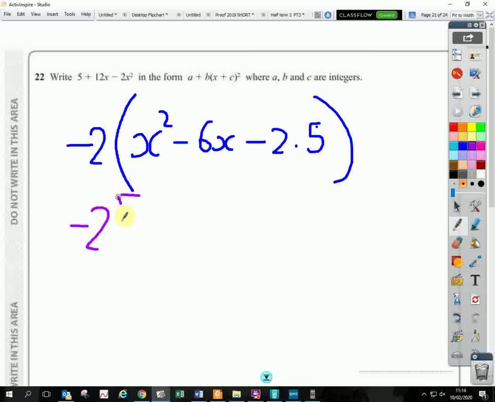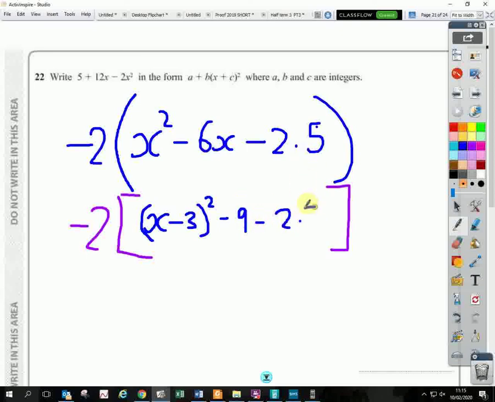So I'm going to introduce some square brackets here because I'm going to have curly brackets within the square brackets. When you complete the square, you have x, and then half of the number attached to the x term, so half of -6 is -3, in brackets squared. Then you subtract the number in the bracket squared. So 3 squared is 9, so you subtract 9, and then you copy this number at the end, so you copy the -2.5. What we can do now is simplify what's in the square bracket.